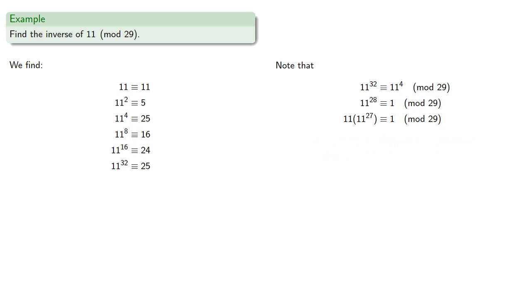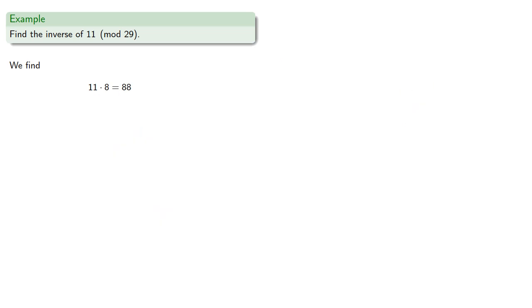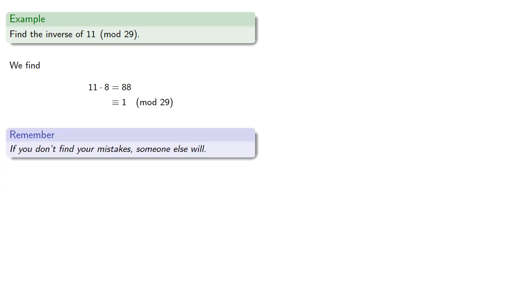And note that we can find 11 to the 27th. We've already done all the work needed to find it. That's 11 to the 16th times 11 to the 8th times 11 squared times 11. And that will be 8, and we see that 11 times 8 is 88, which is in fact congruent to 1 mod 29. So this seems to work to find inverses. But remember, if you don't find your mistakes, someone else will.